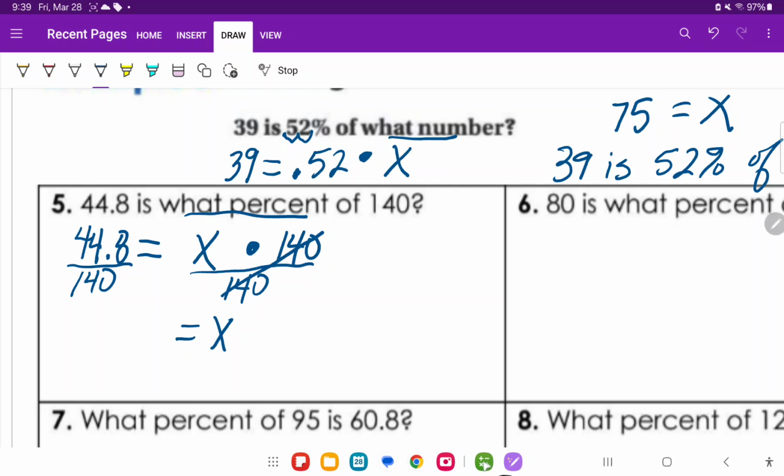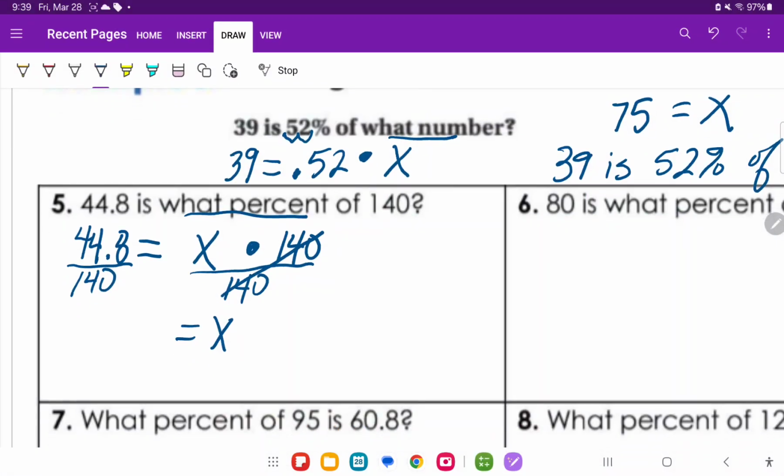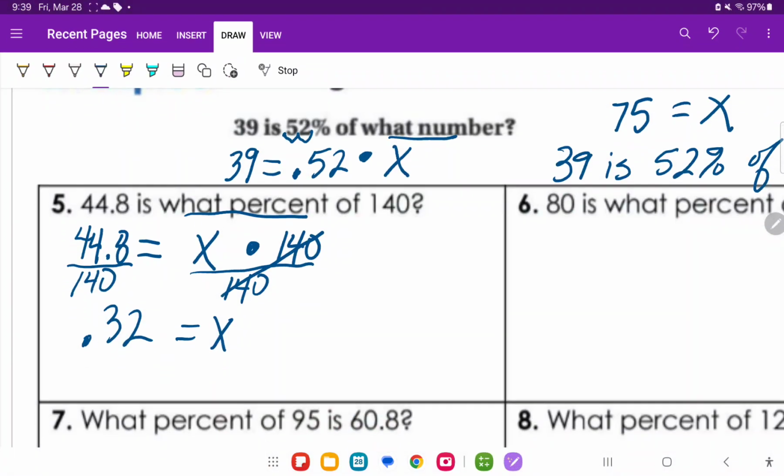So 44.8 divided by 140 is 0.32, right? Now, what is that as a percent? We move the decimal, 1, 2, like that. So that's 32%.